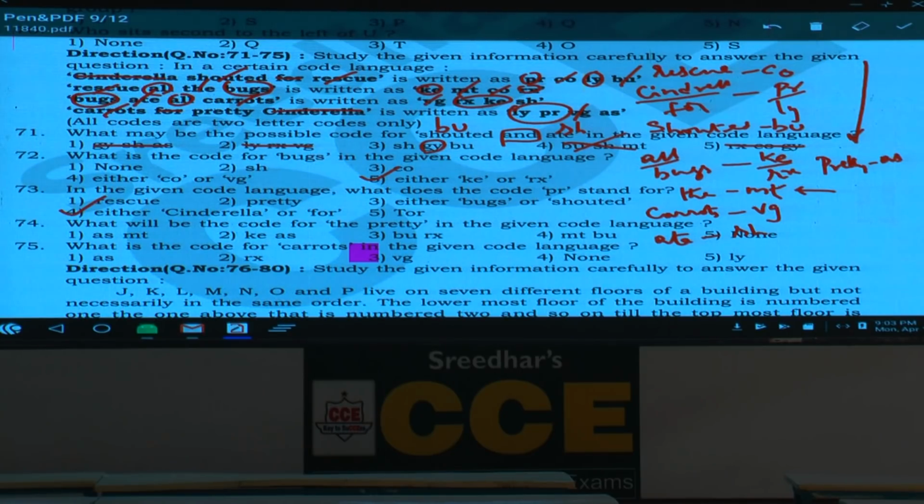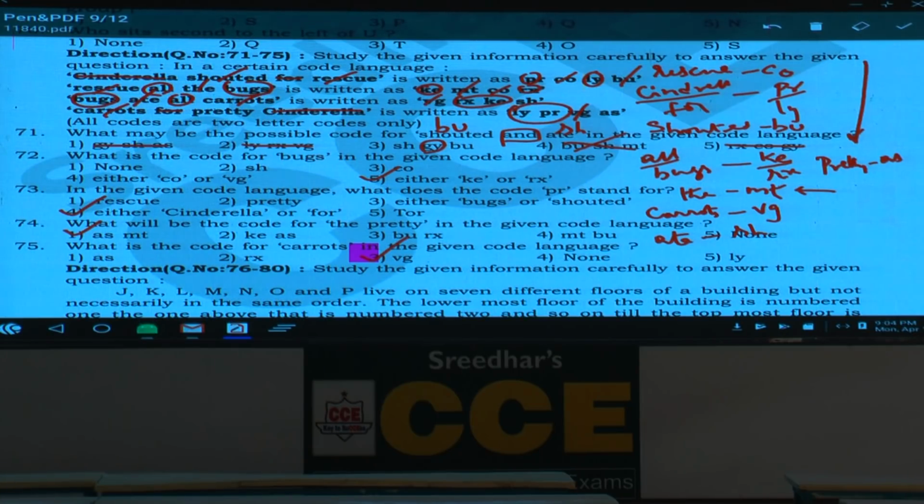Then 74. What will be the code for the word pretty? The pretty. Now the is empty, and pretty is what? AS, empty AS. AS empty, that is given in choice 1, 74. And 75, what is the code to the word carrots? The code to the word carrots is VG, that is given in choice 3. Now question number 71 to 75, these are the 5 choices for these 5 questions. And this is based on coding and decoding.